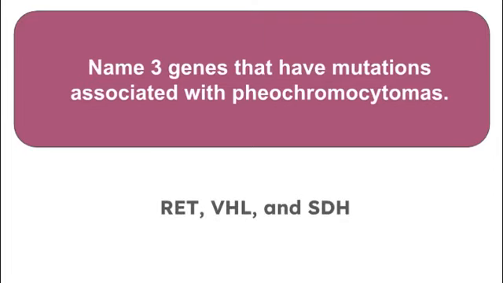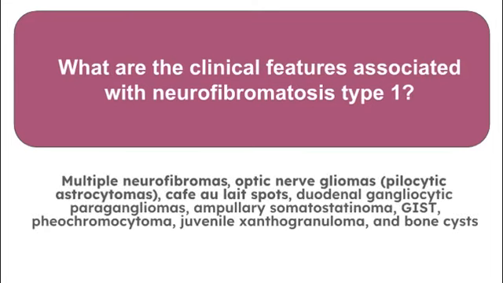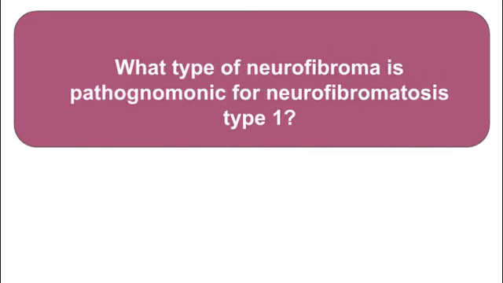RET, von Hippel-Lindau, and succinate dehydrogenase. What are the clinical features associated with neurofibromatosis type 1? Multiple neurofibromas, optic nerve gliomas, pilocytic astrocytomas, café au lait spots, duodenal gangliocytic paragangliomas, ampullary somatostatinoma, GIST, pheochromocytoma, juvenile xanthogranuloma, and bone cysts. What type of neurofibroma is pathognomonic for neurofibromatosis type 1?